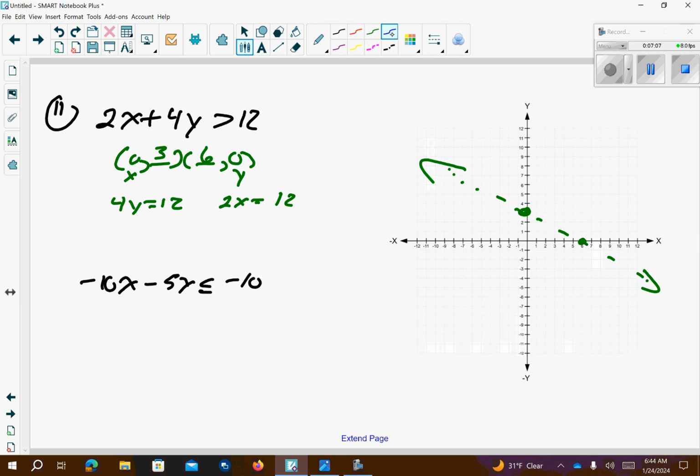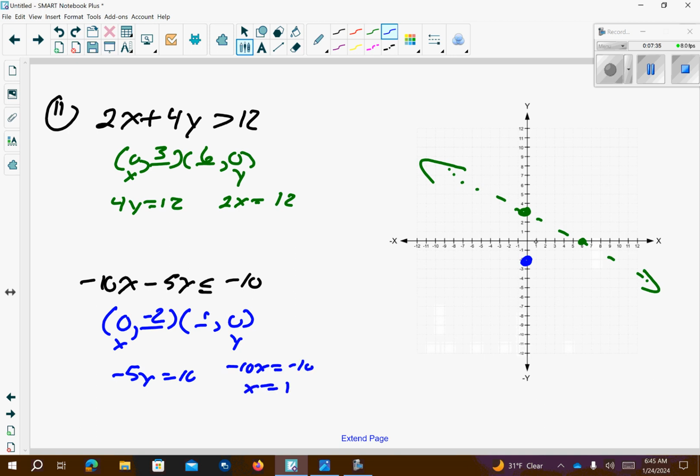Let's pretend I can draw a straight line. This is going to be 0 comma blank and blank comma 0. So I'm going to cover up my x value. So I get negative 5y equals 10. Divide both sides by negative 5. And so that's going to give me negative 2. So 0 comma negative 2 is down here. This is a y value. So I'm going to ignore the y, and I'm just going to go 10x equals negative 10. Divide both sides by negative 10, so x equals 1. So 1 comma 0 is right there. This is going to be a solid line because I have that line underneath.